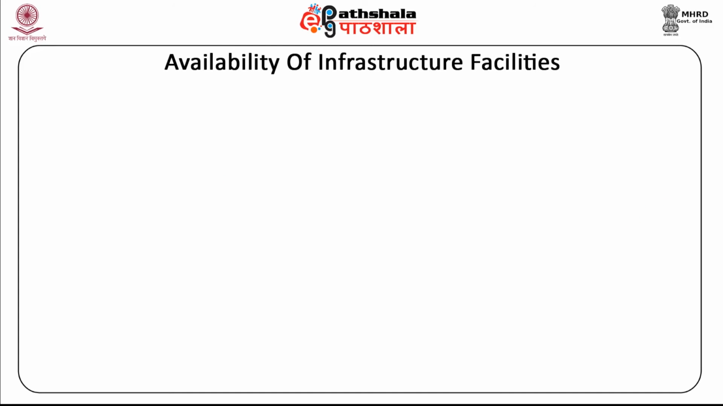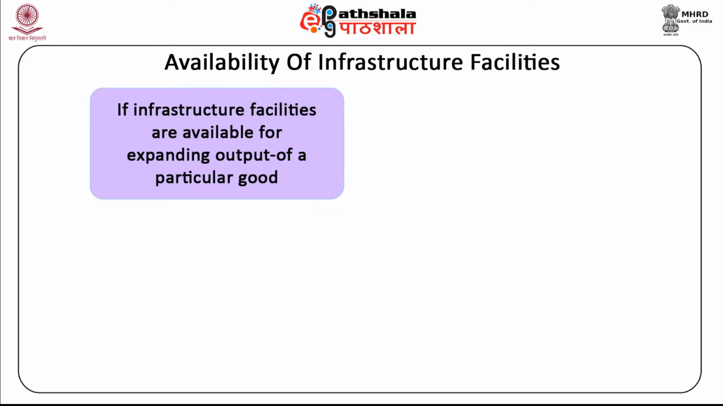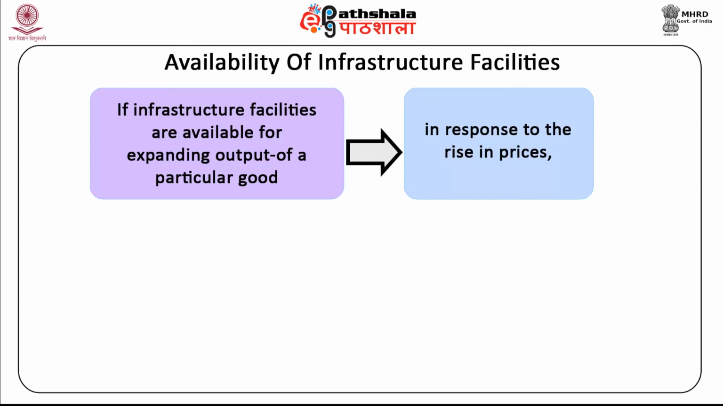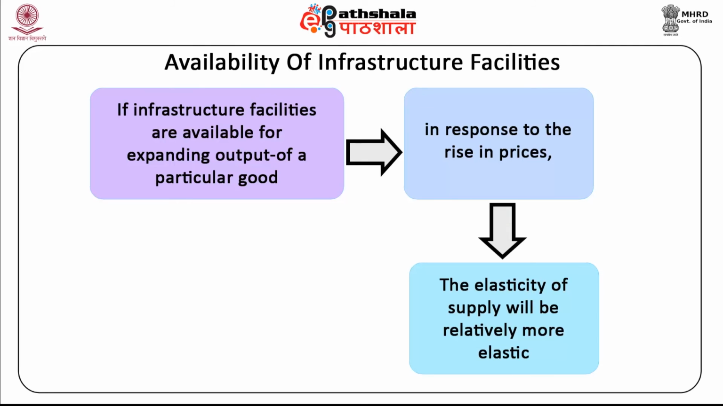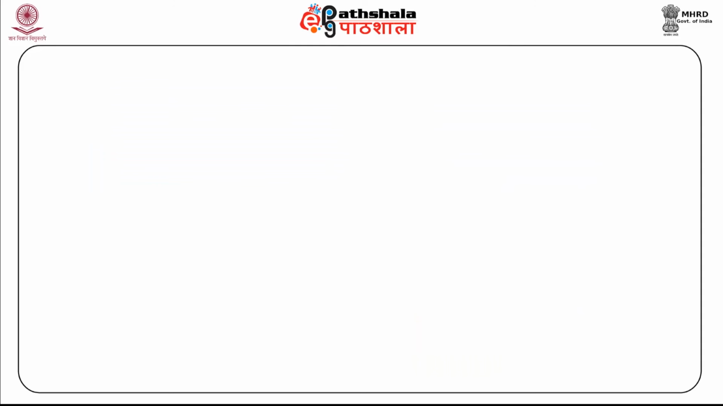The availability of infrastructure facilities. If infrastructure facilities are available for expanding output of a particular good in response to the rise in prices, the elasticity of supply will be relatively more elastic.